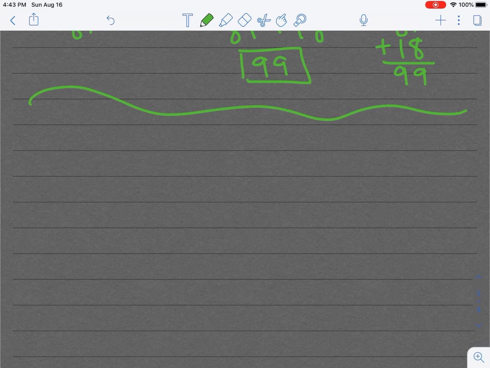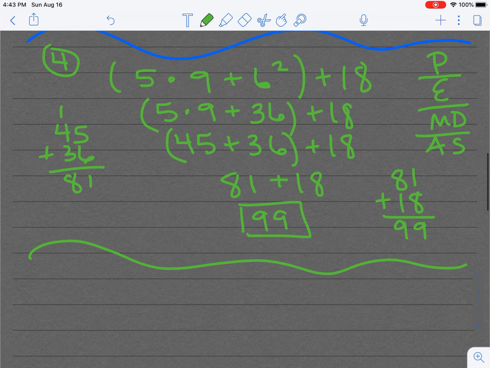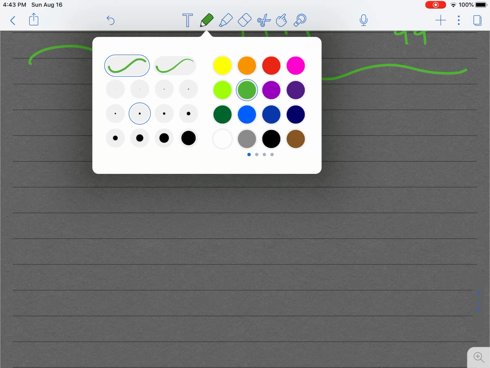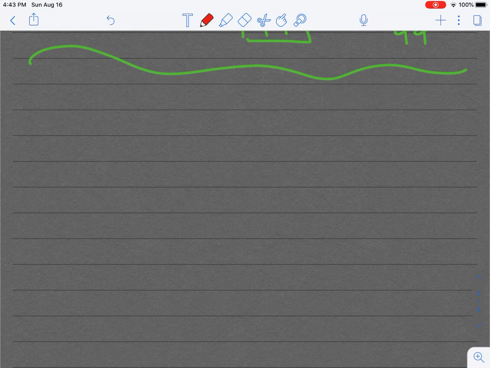Okay, let's try another. All right, number 5. This one I chose because it looks so weird.